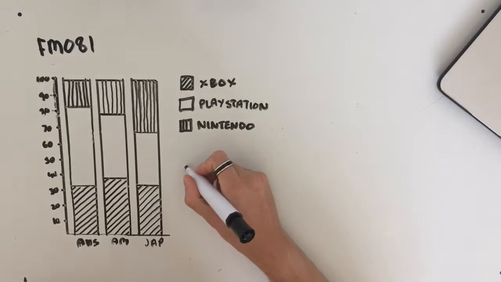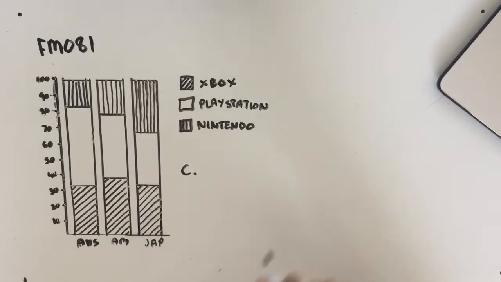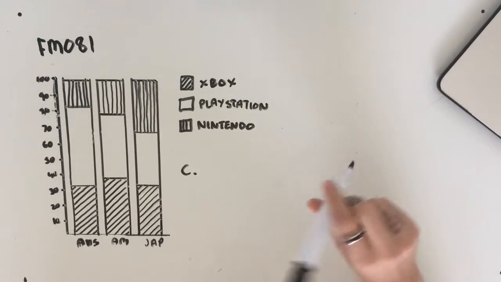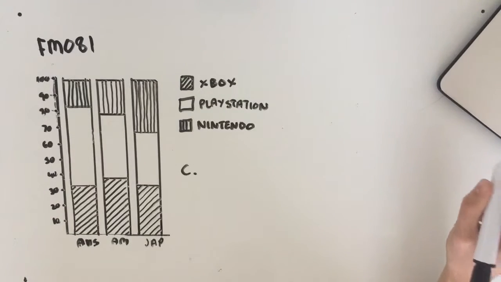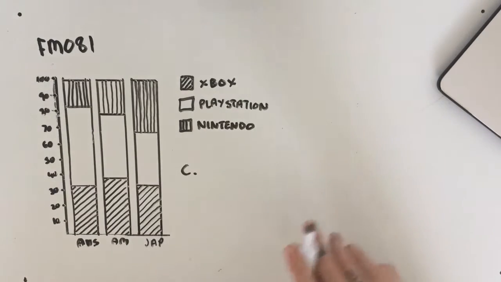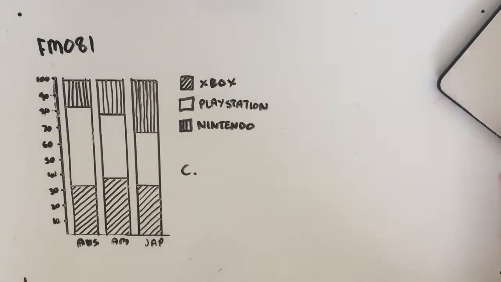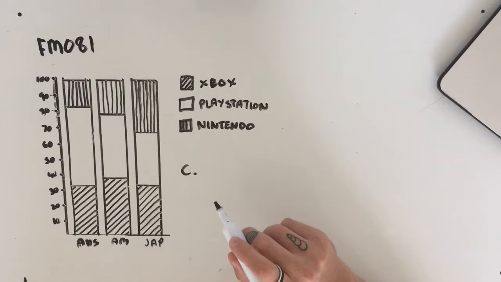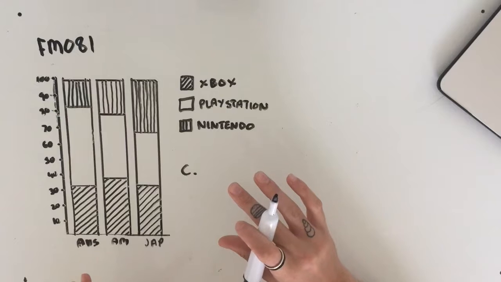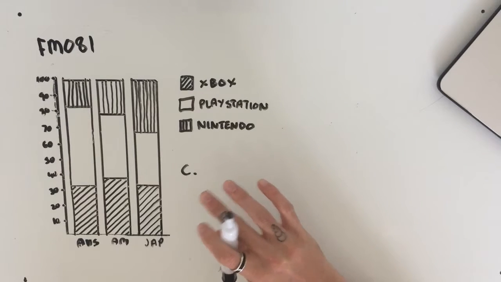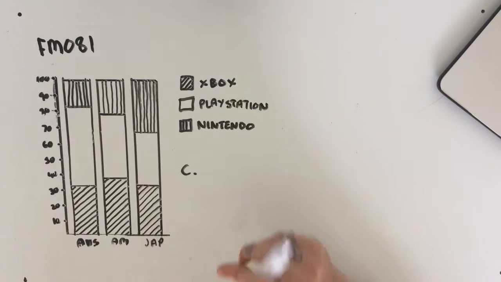Part C says, from the graph above, explain the association between the percentage of people who prefer Nintendo and the country in which they live. Quote appropriate percentages to support your explanation. Once again, you guys can see the values of these segments a lot better than I can from these ones here, but I do have the proper version of it up on my computer here. It wants us to explain the association between the percentage of people who prefer Nintendo and the country in which they live.